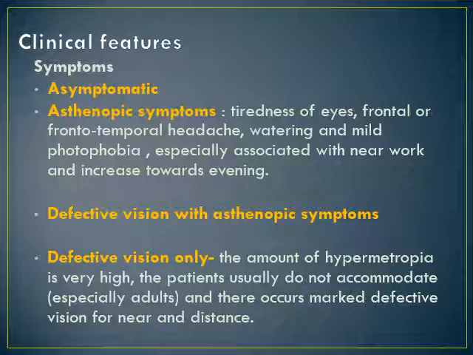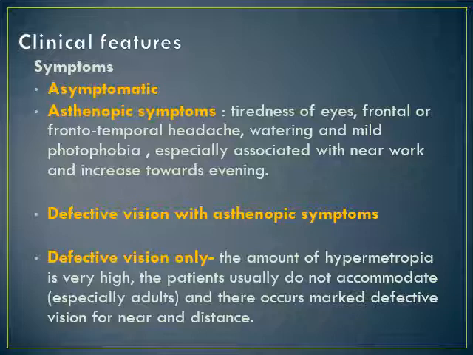So there are symptoms like some patients may be asymptomatic, with no symptom at all. Then asthenopic symptoms with good visual acuity. Here the patient can accommodate, or due to the ciliary muscle tone, the patient is able to see objects, but due to the constant fatigue of the ciliary muscle, there are some symptoms called asthenopic symptoms. There is tiredness of the eye, frontal and frontotemporal headache, and watering, mild photophobia, which is associated with near work and increases toward the evening.